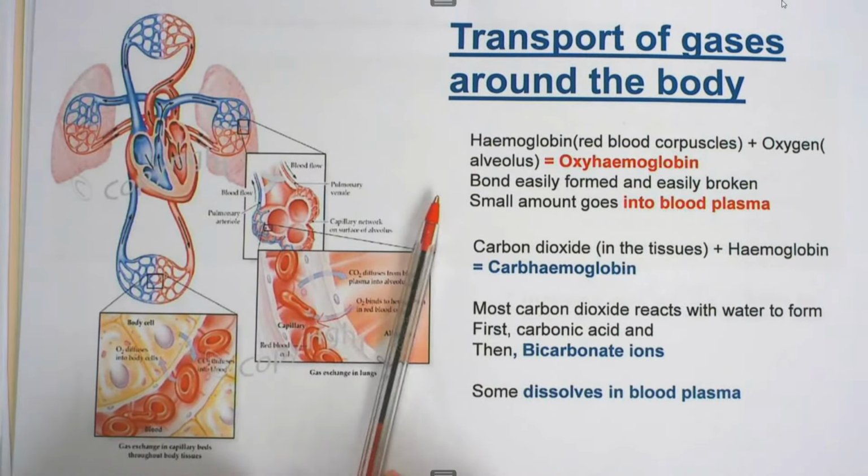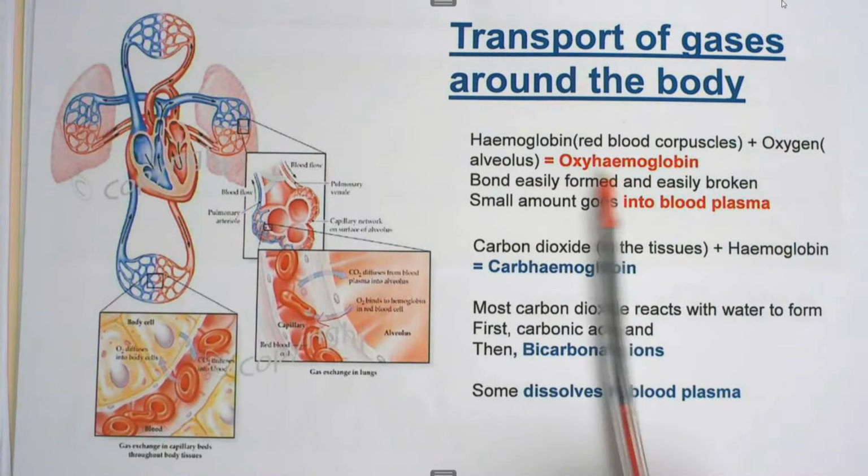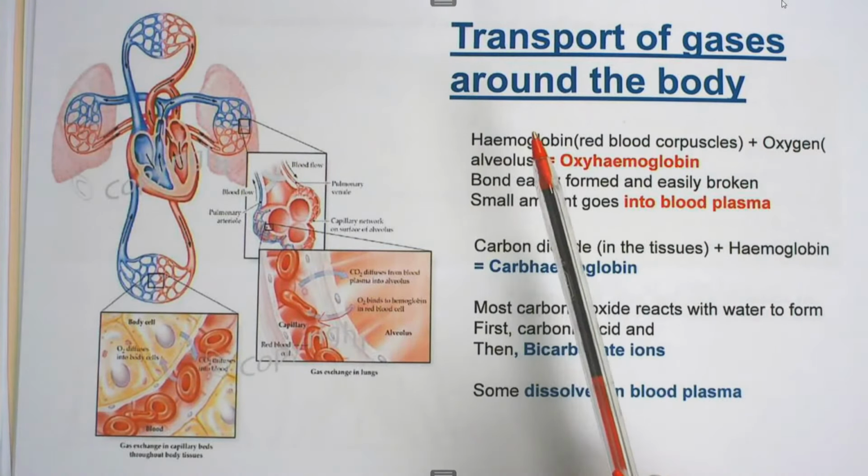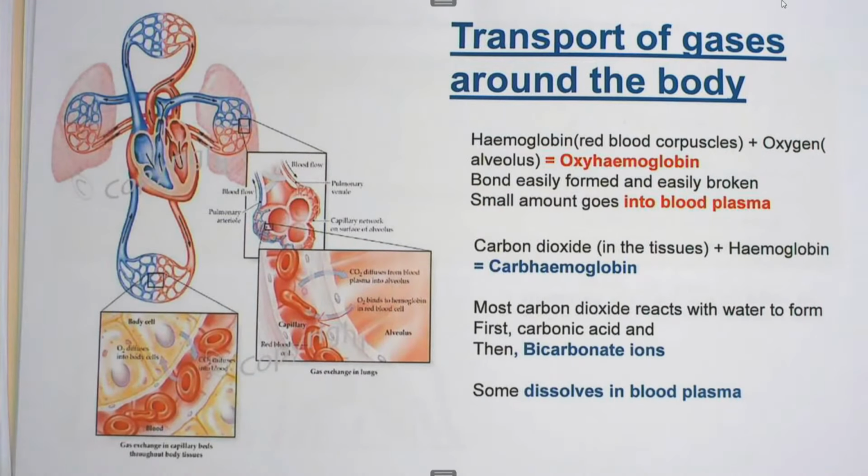Now what you need to know is this. Hemoglobin, you find that in red blood corpuscles. Corpuscles is just another word for blood cells. So the oxygen comes from the alveolus and then it forms a combination, oxy, referring to oxygen, hemoglobin. Okay, and this bond is easily formed and easily broken, because it needs to form easily to take the oxygen where it needs to be, and it needs to be easily broken so that the oxygen can go into your cell. If that bond was very strong, it would be difficult for the oxygen to go into your cells.